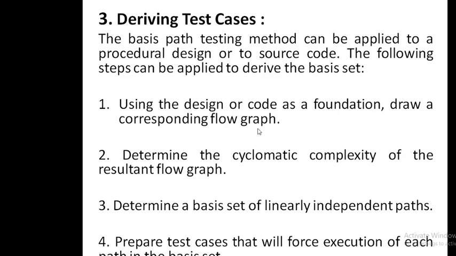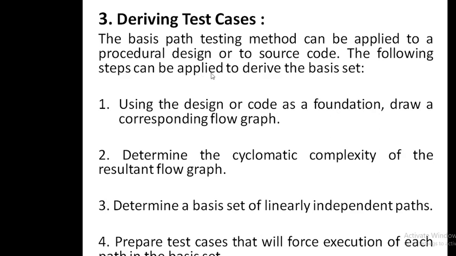Then the third point in basis path testing is deriving test cases. So how can we derive test cases for testing the programs? For this, the basis path testing method can be applied to a procedural design or to source code. So to derive the test cases, we are applying the basis path testing method on any procedural design or our source code.